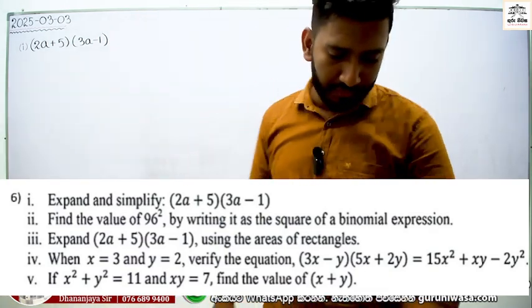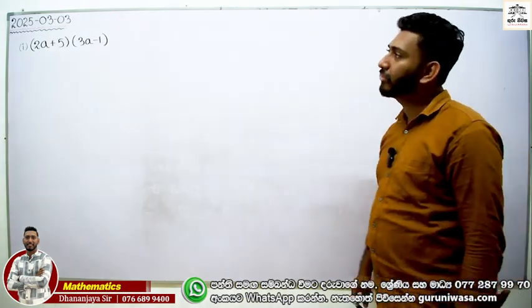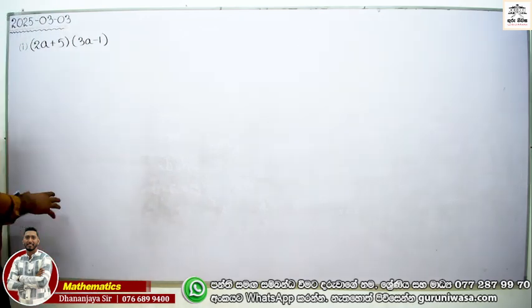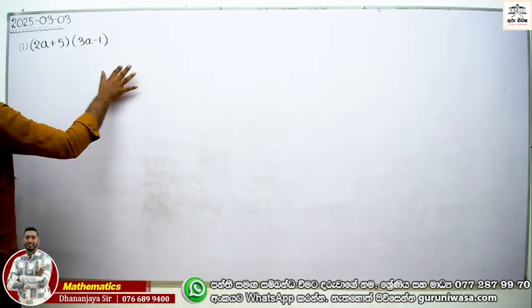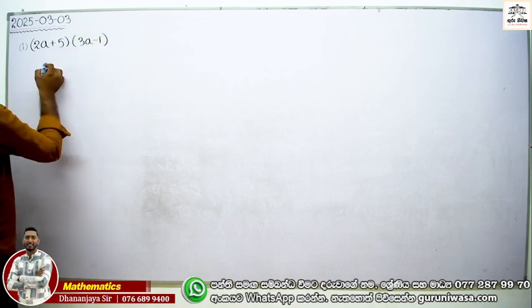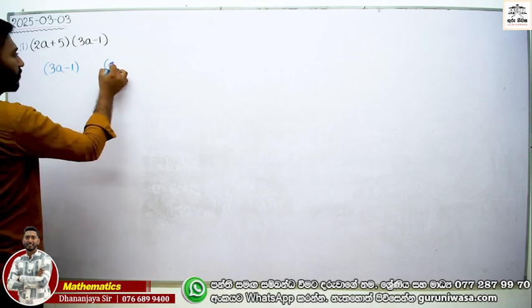Right. Now look at the first question: (2a + 5)(3a - 1). How to expand this one? Very easy. The second bracket we have to repeat two times: 3a minus 1 and again 3a minus 1.